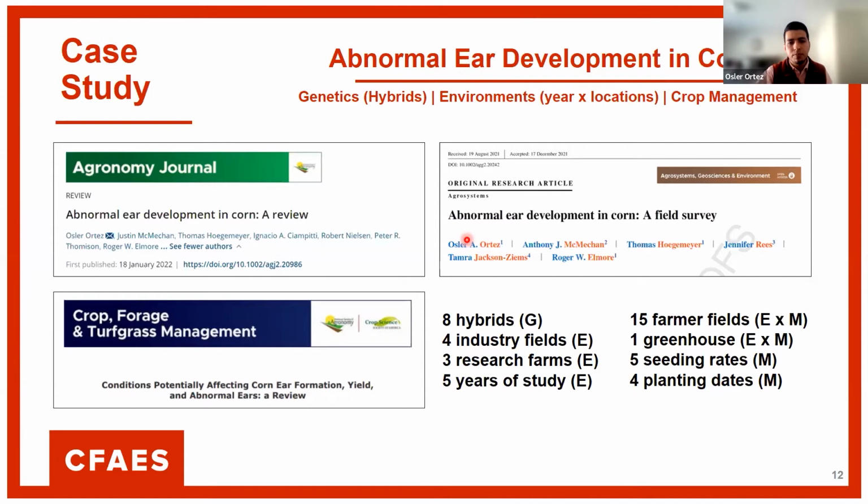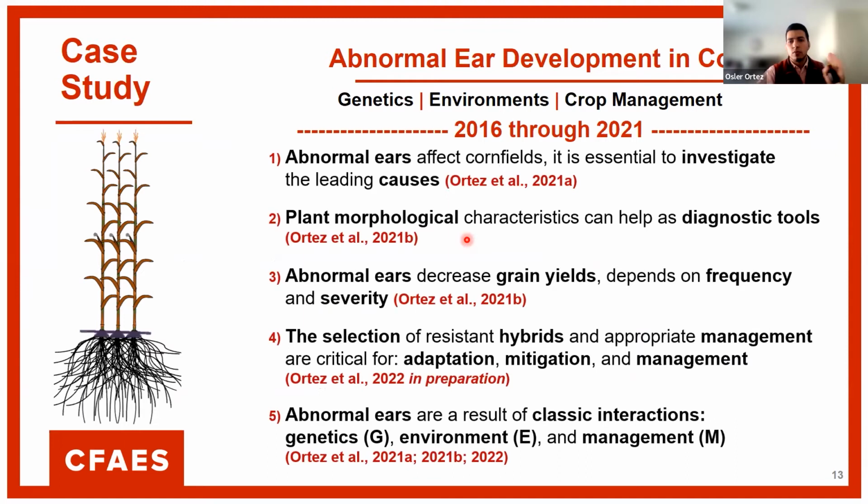The main takeaways from this work is that from multiple years, abnormal ears affect corn fields. We understand and we have made the disclaimer that it is essential to investigate the leading causes. We don't know if anything similar to that of 2016 in farmers' fields can occur again. We also documented that some morphological characteristics of the plant can help us as diagnostic tools. We are clear that abnormal ears decrease grain yields, and with that, we will expect a decrease in profit, definitely.